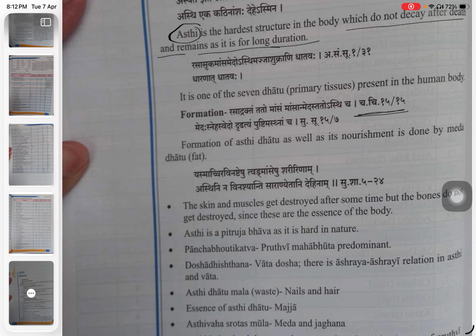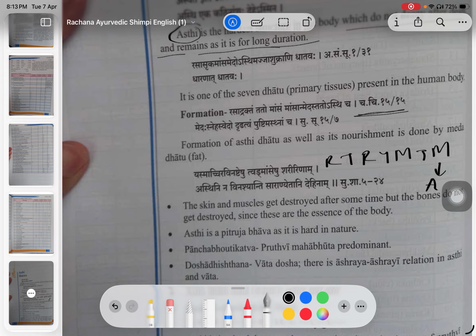The asthi dhatu gets produced from the sar ansh of the med dhatu, right? The med dhatu becomes from the mas dhatu and the asthi dhatu becomes from the med dhatu, right? So there's an order: ras to rakt, then mas, then med, then asthi. So this is the whole formation. All right, let's move on.